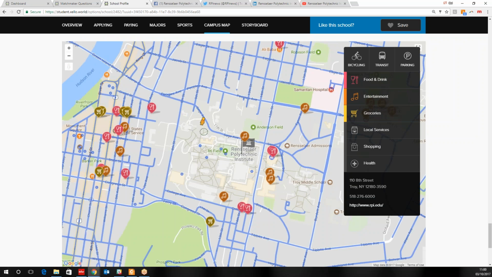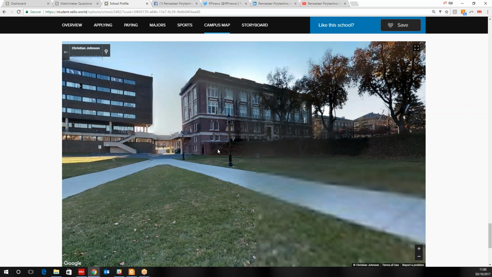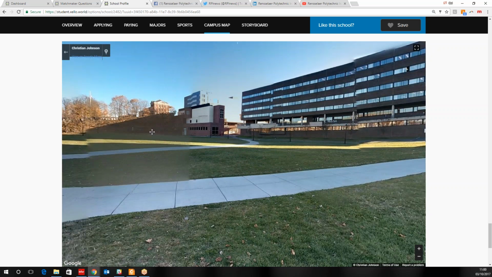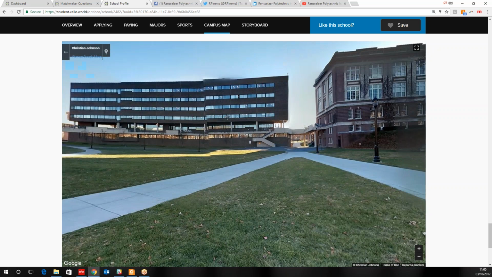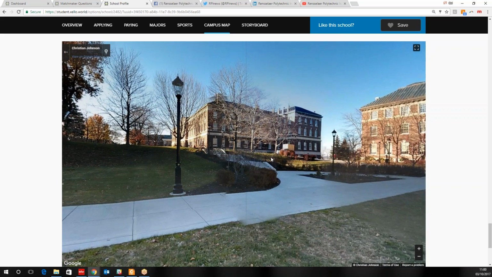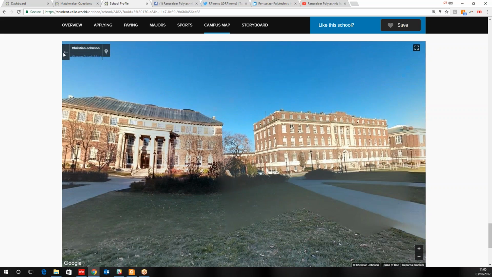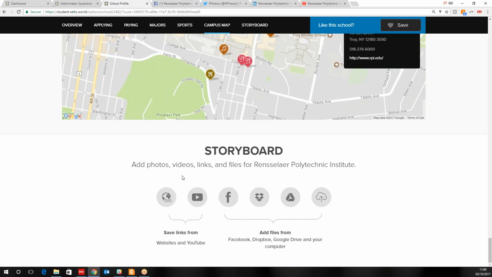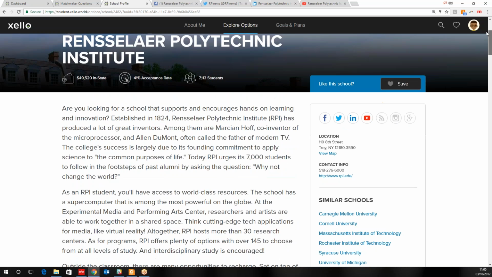Oftentimes, institutions will have, you see where these blue dots are, they're taking it within the campus. So it gives them a chance to virtually do a campus visit. And again, build in some storyboard from outside websites, YouTube, Facebook, etc.